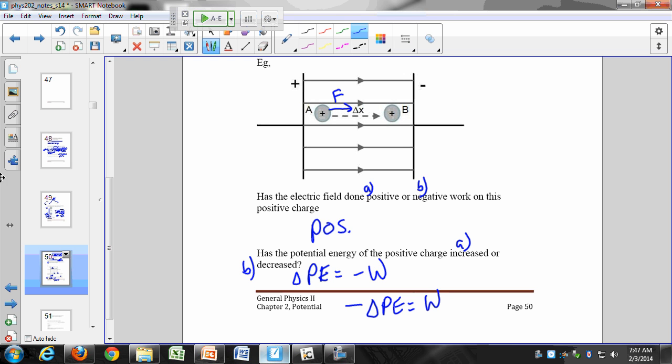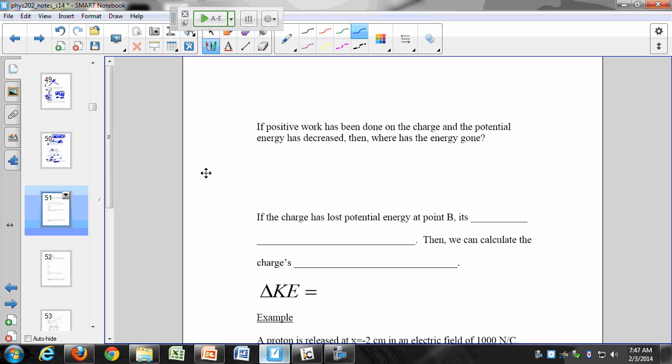Okay, so this might seem ridiculous to you, but it's useful. Well, it's not terribly useful actually, but it will become useful when people begin to use electricity. Okay, so if positive work has been done on the charge and the potential energy has decreased, what happened to the energy of that charge?